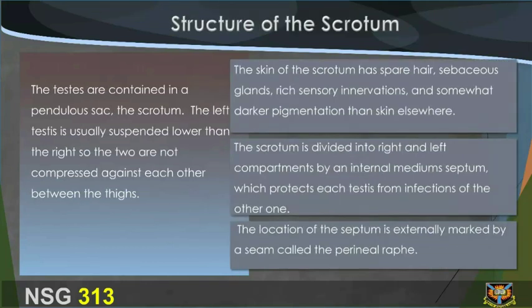Structure of the scrotum. The testes are contained in a pendulous sac, the scrotum. The left testis is usually suspended lower than the right, so the two are not compressed against each other between the thighs. The skin of the scrotum has sparse hair, sebaceous glands, rich sensory innervation, and somewhat darker pigmentation than skin elsewhere. The scrotum is divided into right and left compartments by an internal median septum, which protects each testis from infections of the other one. The location of the septum is externally marked by a seam called the perineal raphe.